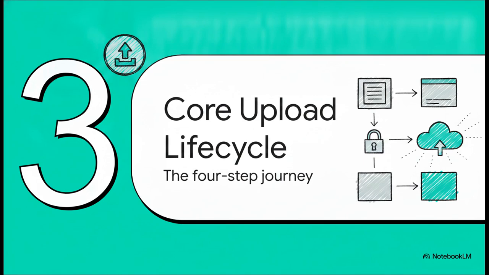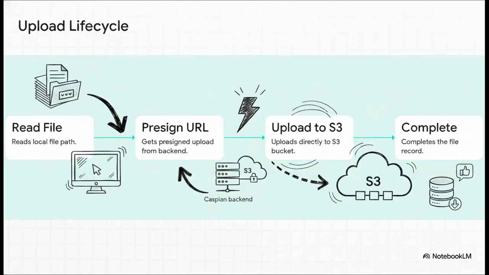All right, part 3, the core upload lifecycle. Let's trace the actual journey of a file. So as a developer, you literally just call one single upload method. That's it. But underneath, the SDK is magically orchestrating this perfect 4-step journey. Step 1, it reads your local file path. Step 2, it reaches out to your Caspian backend, that's the expected backend contract, and says, hey, I need a pre-signed upload URL. Step 3, the second it has that URL, it bypasses the backend and pushes the file directly to S3. And finally, step 4, it pings the backend one last time to complete the file record and confirm success. Boom! 4 complex network steps executed flawlessly by one line of code.